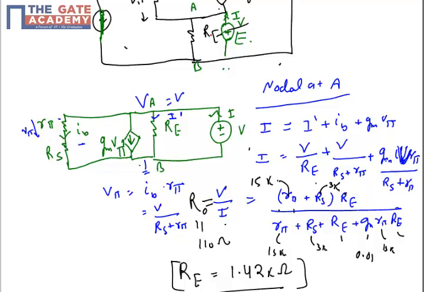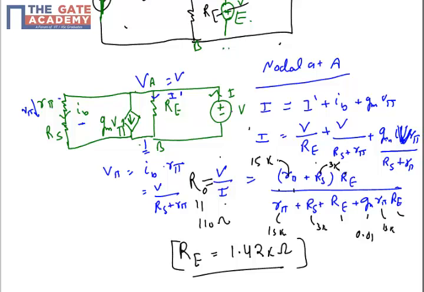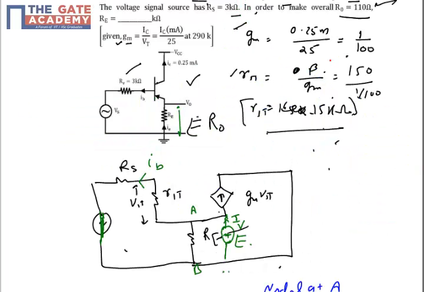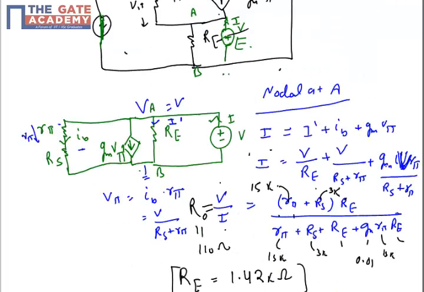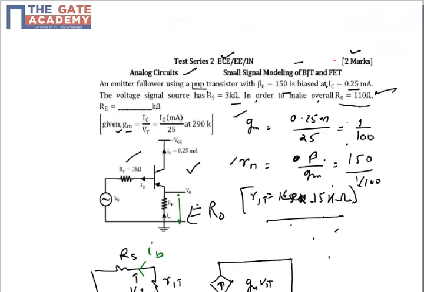I have redrawn the circuit so that I can easily apply nodal analysis, and I have calculated V by I, which is my R0. But in the problem, R0 is already given, and we actually need to calculate RE, so we just put in the value and calculated RE. It's a very important problem. Small signal analysis is always a very important topic. Okay, thank you.